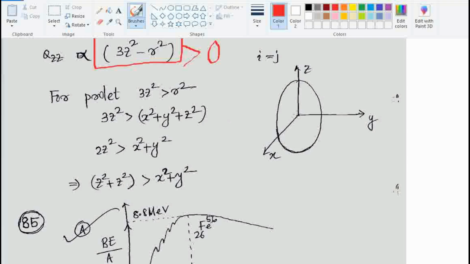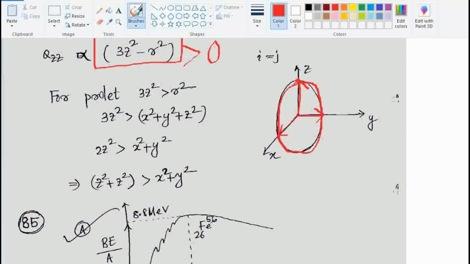That means the semi axis along the x axis and the distance along the y axis, and their square addition, will be less than 2 times the radius along the z axis square. 2 times the radius along the z axis square will be greater than x square plus y square. That means this is some kind of this type of shape.